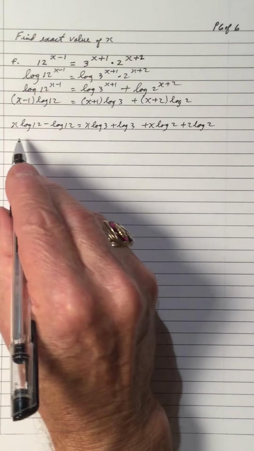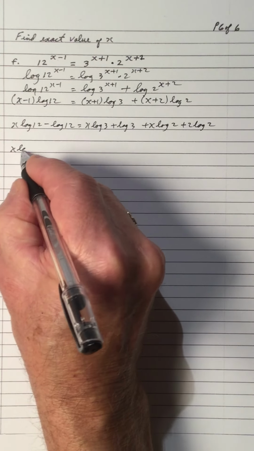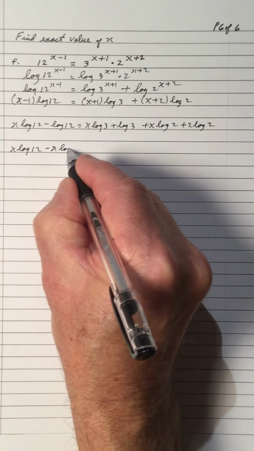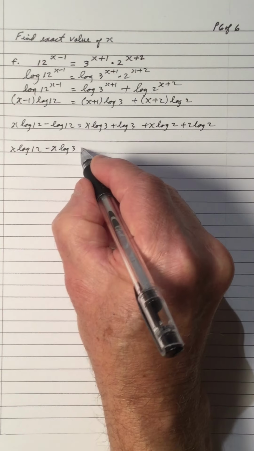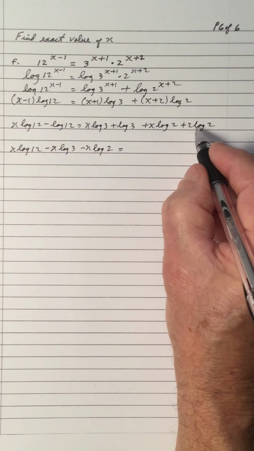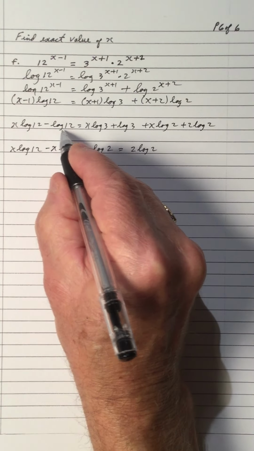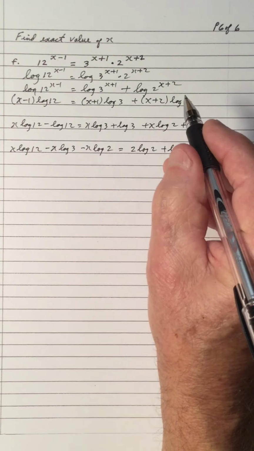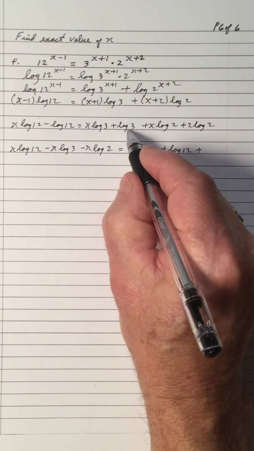Notice now we have an x here, an x here, and an x here. So we'll group x log 12. This one is coming over to the left to become minus log 3, minus x log 3. This one is going to the left to become a minus x log 2. And this one is staying here, so this is 2 log 2. This one is moving to the right to become a plus log 12. And the log 3 is also there, so I have log 3 here.